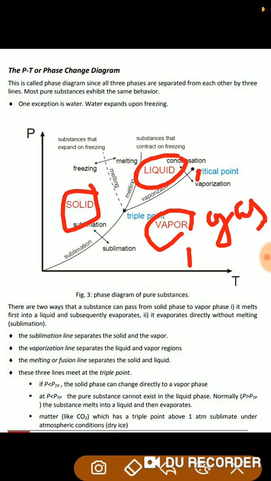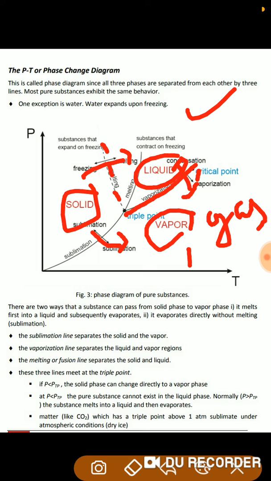If the pressure is greater than the triple point pressure, then solid will convert into liquid, and if the pressure is less than the triple point pressure, then the substance will directly convert into gas. Similarly, this is the line of vaporization. This is known as the vaporization line. So something like this is the phase diagram of a pure substance.